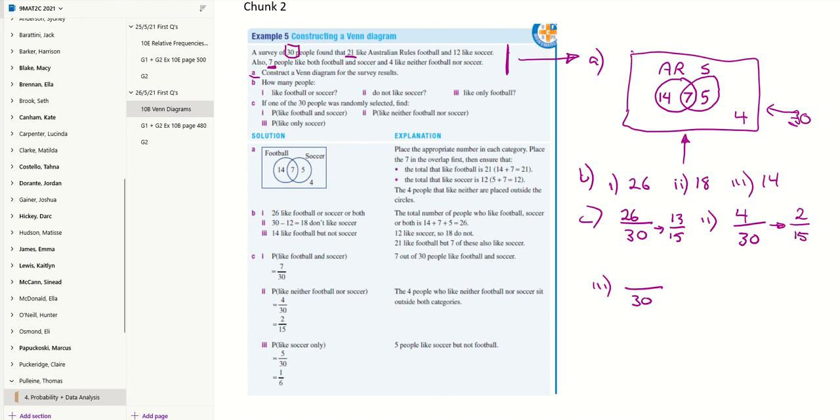Our last one, like only soccer. So like only soccer is inside our soccer circle and does not include those people that also like Aussie rules. So it is our 5 on 30. Again, in your calculator as a fraction, equals, and it will come out as 1 on 6.